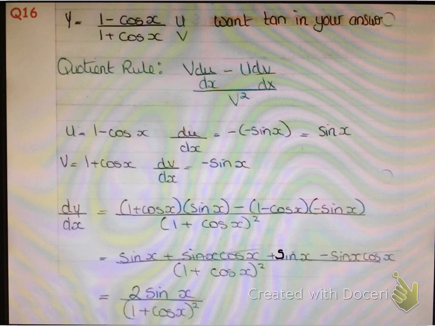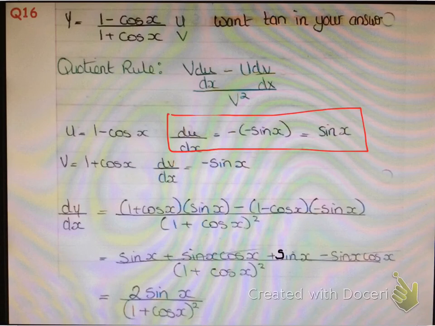So this is the quotient rule, okay? You've got a u over a v. So u is equal to 1 minus cos x, v is equal to 1 plus cos x. So u is 1 minus cos x, therefore du dx is going to be, well, 1 goes to a 0. Then you've got minus cos x. So the derivative of minus cos x, minus stays outside the bracket. The derivative of cos x is minus sine x, and a minus by a minus is a plus. So du dx is sine x.